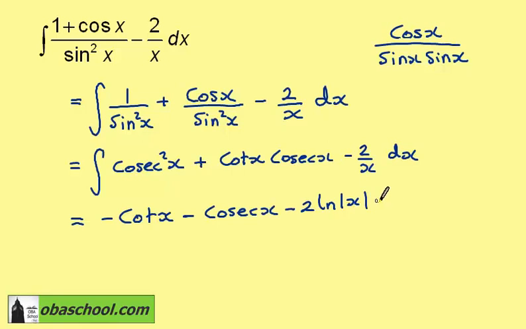Remember, if we integrate 1 over x, we get log mod x. So this is just minus 2 times that. And don't forget to add the arbitrary constant on the end.